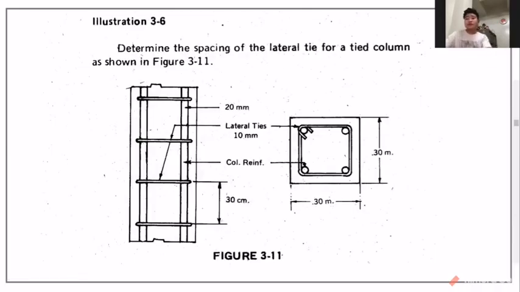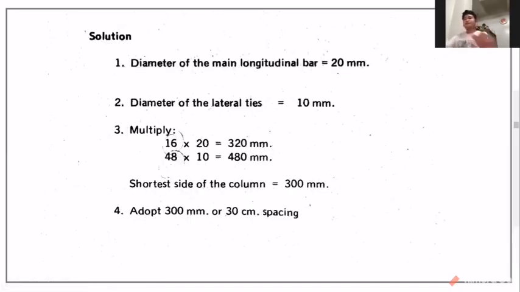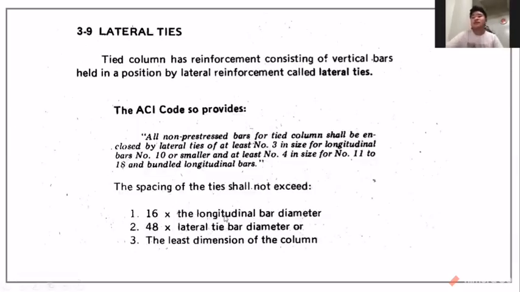Okay. So our problem is to determine the spacing of the lateral tie for a tied column as shown in figure 3-11. So first step, okay. Diameter of the main longitudinal bar is 20 millimeter. Then next is the diameter of our lateral ties, which is 10 millimeter. So this is the diameter of our longitudinal bars, and for the lateral ties, this is our diameter. So we will multiply 16 by 20 millimeter. So we have 320 millimeter. This is the one I've mentioned here. The longitudinal bar diameter must be multiplied by 16.